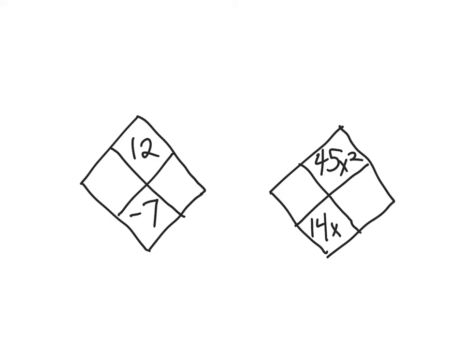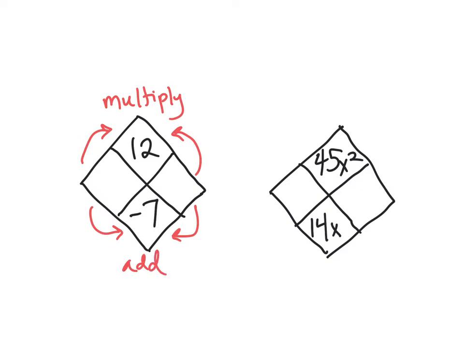In the next few problems, we're going to review diamond problems. Now, if you recall, in diamond problems, we need to find the two numbers on either side of the diamond that will multiply to the top number of the diamond and then add to the bottom number in the diamond.